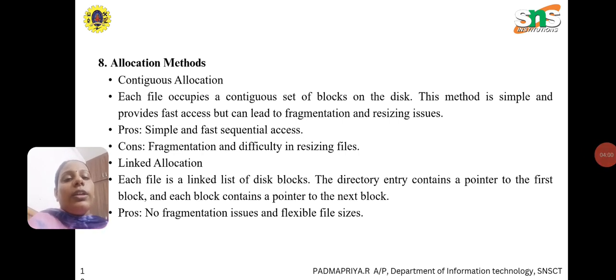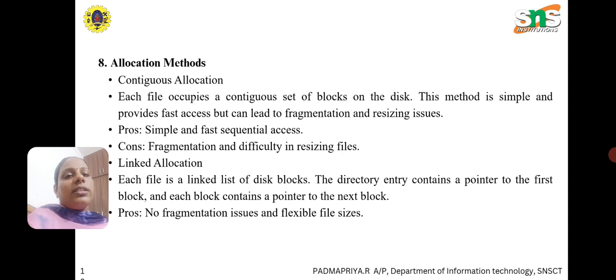And now we are going to see allocation methods. First, contiguous allocation. Contiguous allocation means each file occupies a contiguous set of blocks on the disk. This method is simple and provides fast access but can lead to fragmentation and resizing issues. Pros: simple and fast sequential access. Cons: fragmentation and difficulty in resizing files.